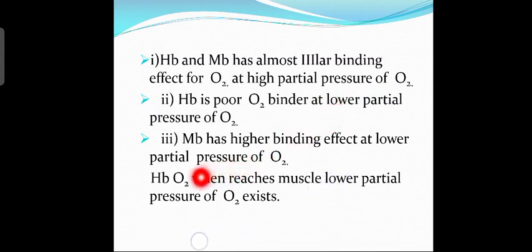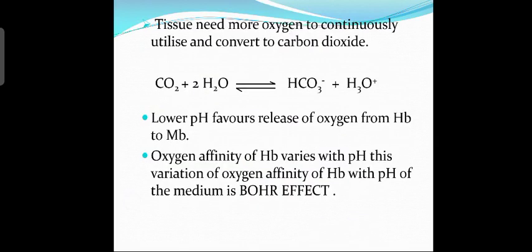Alright. Now when HbO2 reaches the muscles, at lower partial pressure of oxygen, when hemoglobin combines with the oxygen and reaches the muscles, the partial pressure decreases. Okay, next slide. Tissue needs more oxygen to continuously utilize and convert into carbon dioxide.